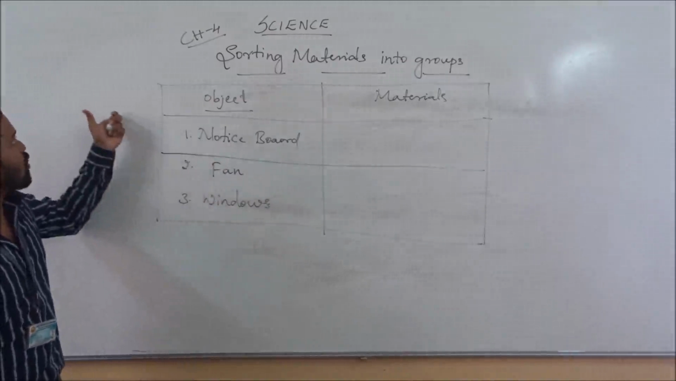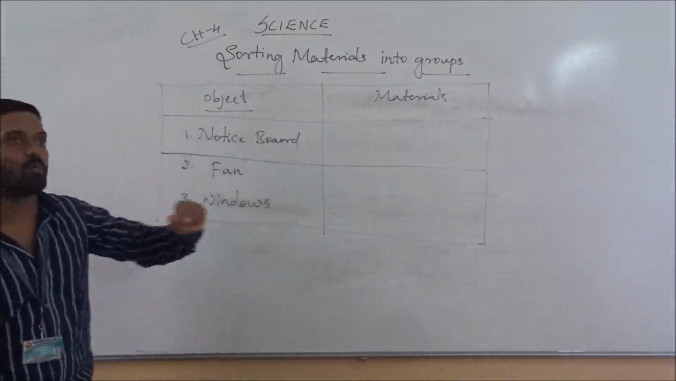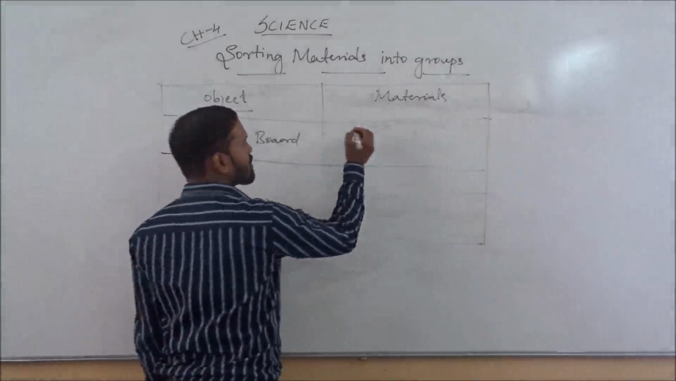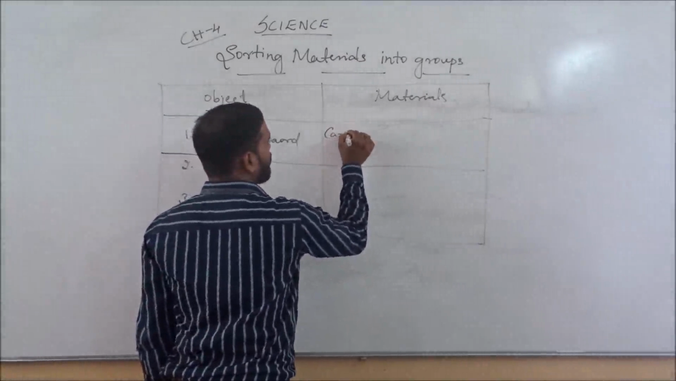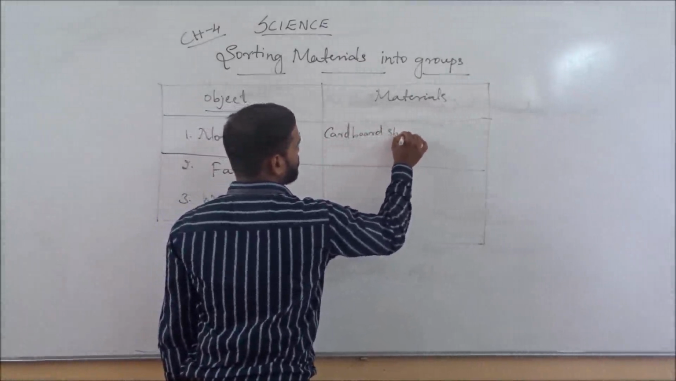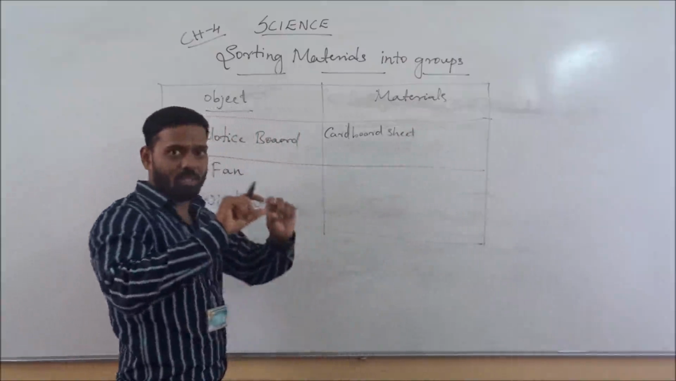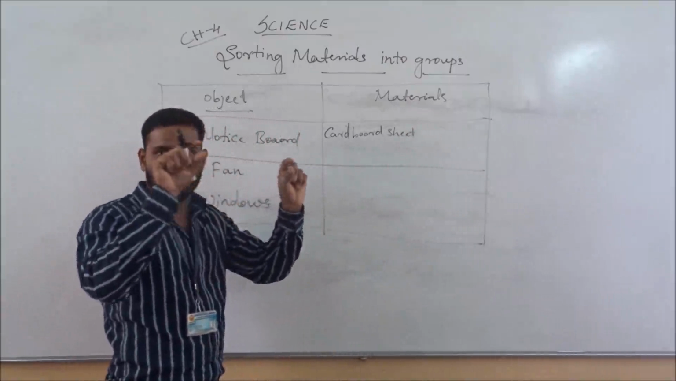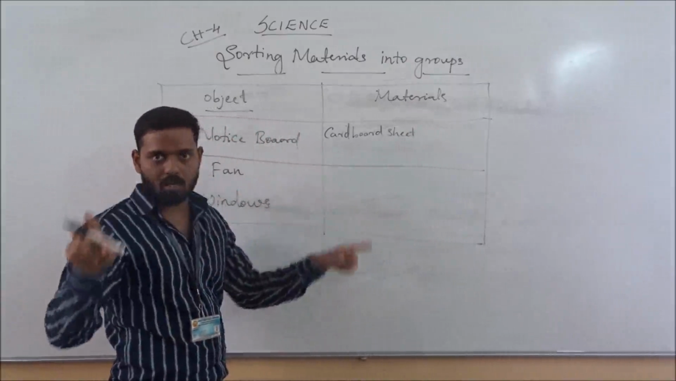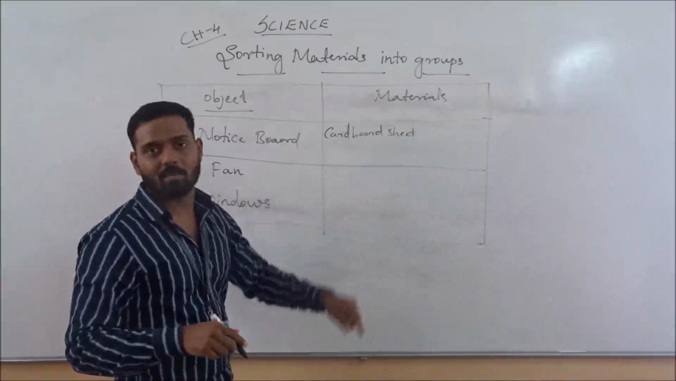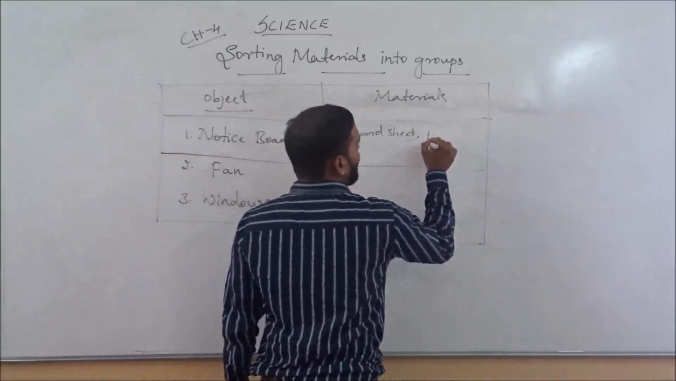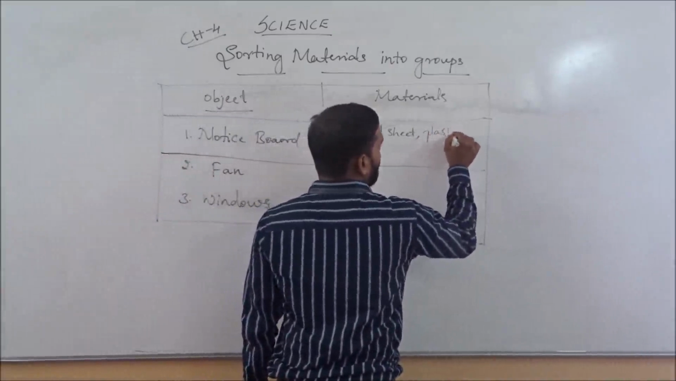One is this notice board, or this is a whiteboard. If you take a notice board, what is required? One is a cardboard sheet. Some notice boards use plastic as the outer coating, where the boundary line is made of plastic, or some of them use wood. So you can use either plastic or wood.